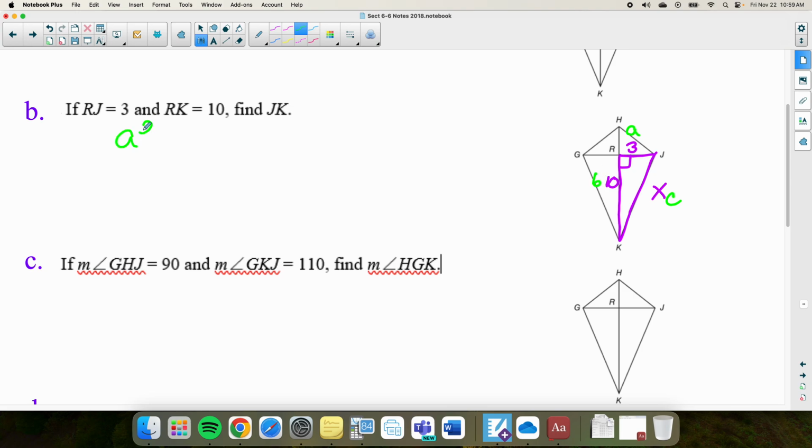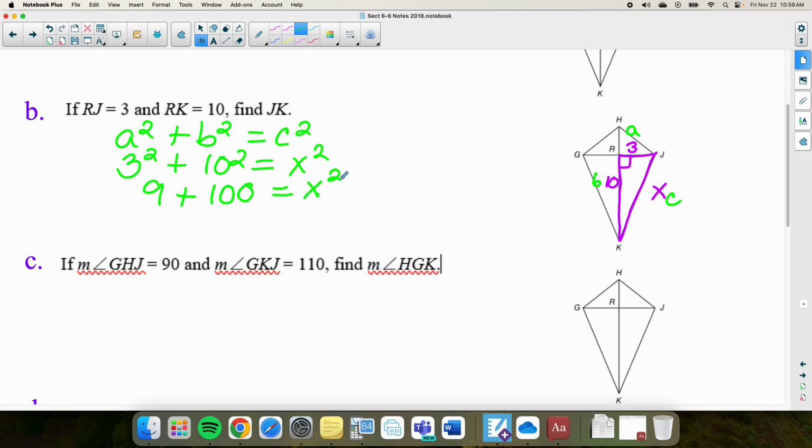So I can say a squared plus b squared equals c squared. A is 3 squared, b is 10 squared, and c is x squared. Okay? Now, 3 squared is 9, plus 10 squared is 100. That equals x squared. So this is 109 equals x squared. And we're gonna take the square root of that. Now this one is gonna be a decimal, so you will get decimals with this. And we're gonna just round it to 2 decimal places.